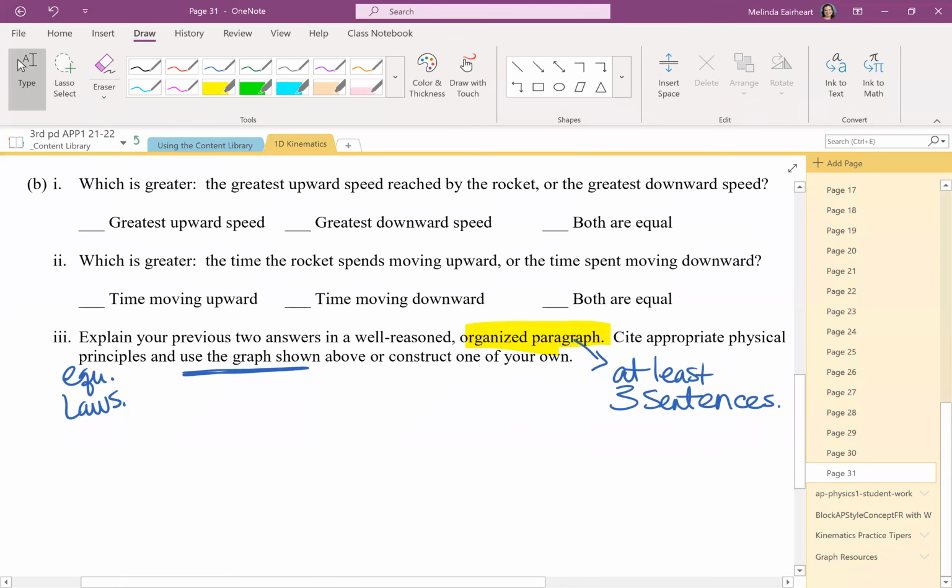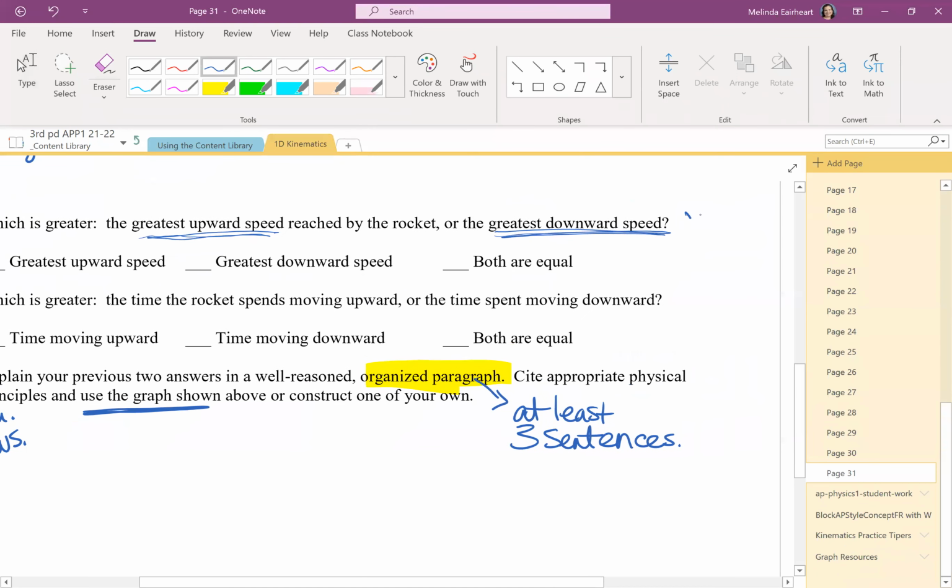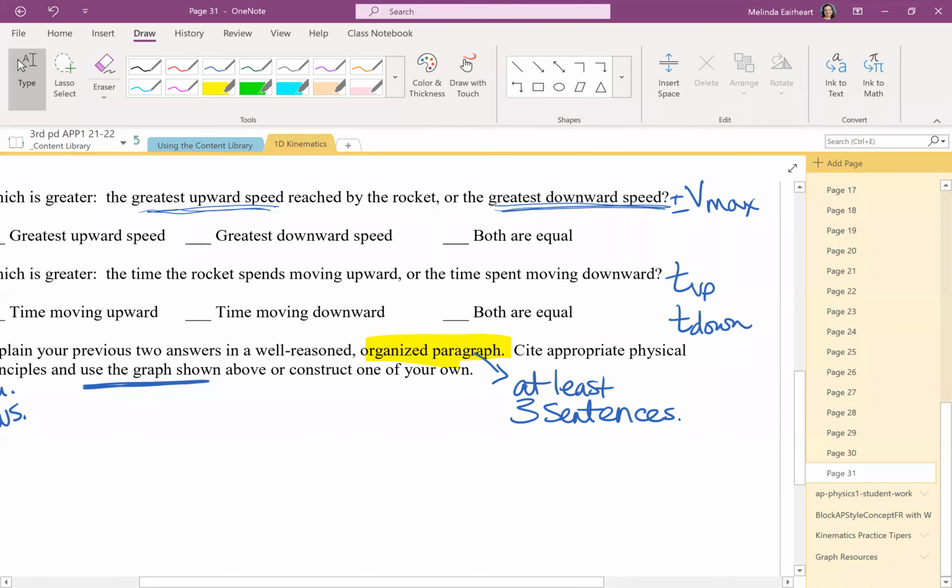What do we need to answer? We need to answer the greatest upward speed or the greatest downward speed, or are they equal, but more important, why? And so we're going to look at V maxes. V max in either direction is what we're going to look at. And then also the time up. How does it compare to time down? And so using principles, I'm going to draw a sketch.